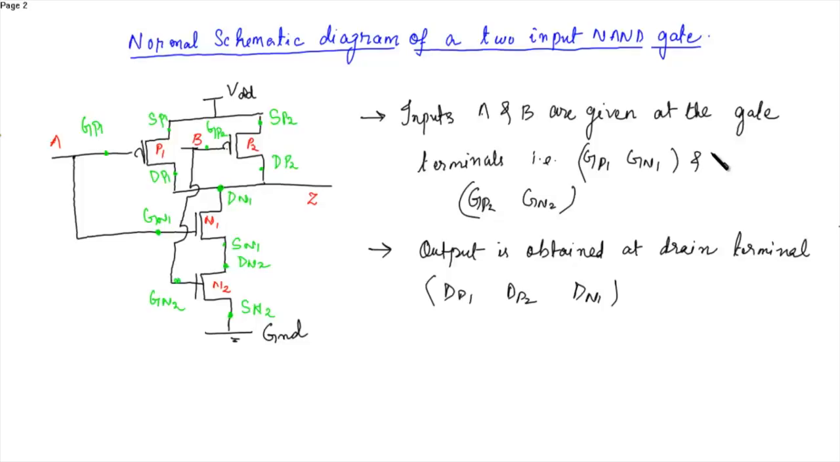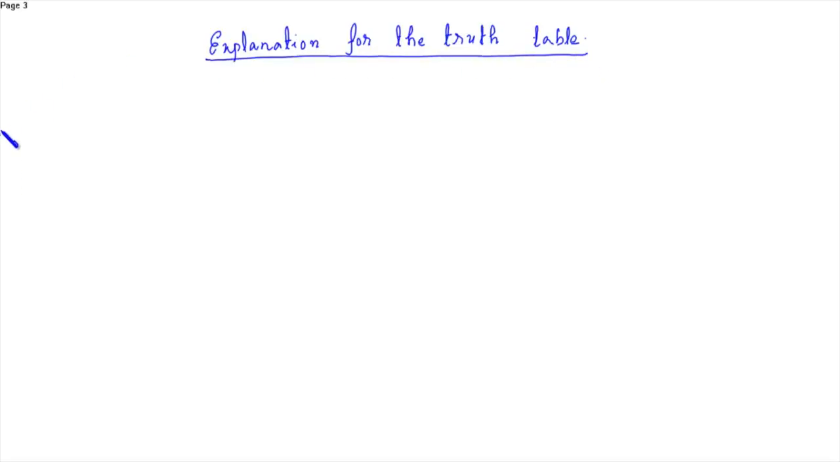Now let's see the truth table. How you have obtained the truth table of a two-input NAND gate? So we'll see the explanation for the truth table. Okay, the first condition was when A is equal to 0 and B is equal to 0.